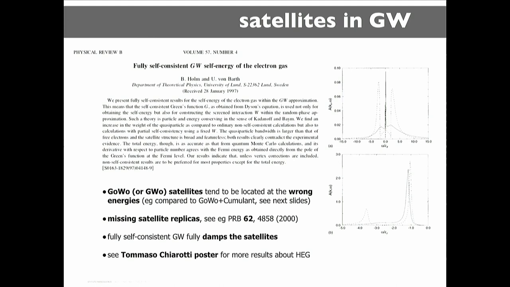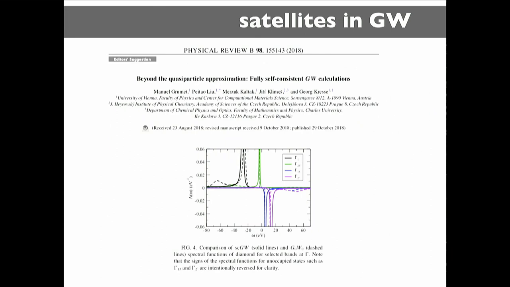If we do G naught W naught without any self-consistency, they tend to be at wrong energies. If we take some self-consistency in there, basically the satellites are damped and you get this vanilla satellite that is spread all over the frequency. So they're really damped. Here the figure is difficult to read, but you can really see that if you put self-consistency in, satellites are gone. Here there's Tommaso Chiarotti's poster that has some more results on the homogeneous electron gas in this case. Similar results were also recently obtained by Cressid. I think this is diamond, and you've seen that for the fully self-consistent GW, the solid line, basically the dashed satellite is just gone.